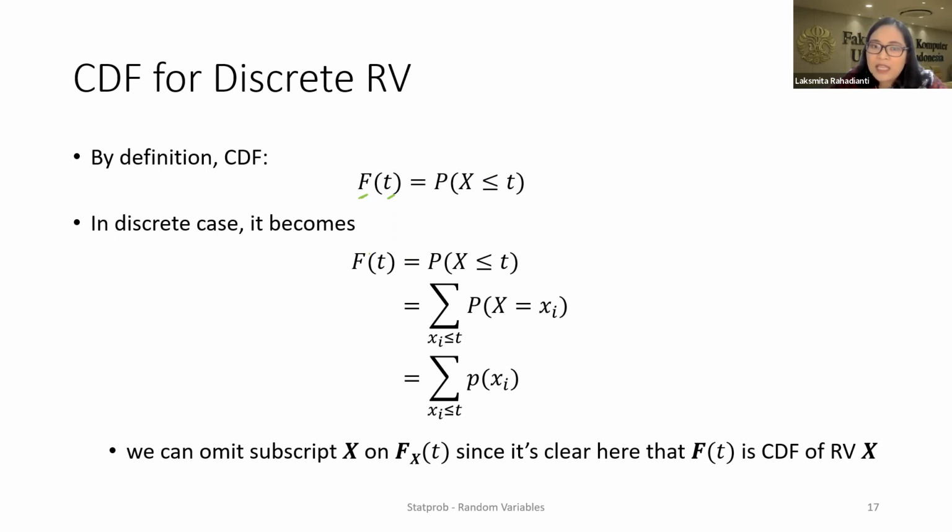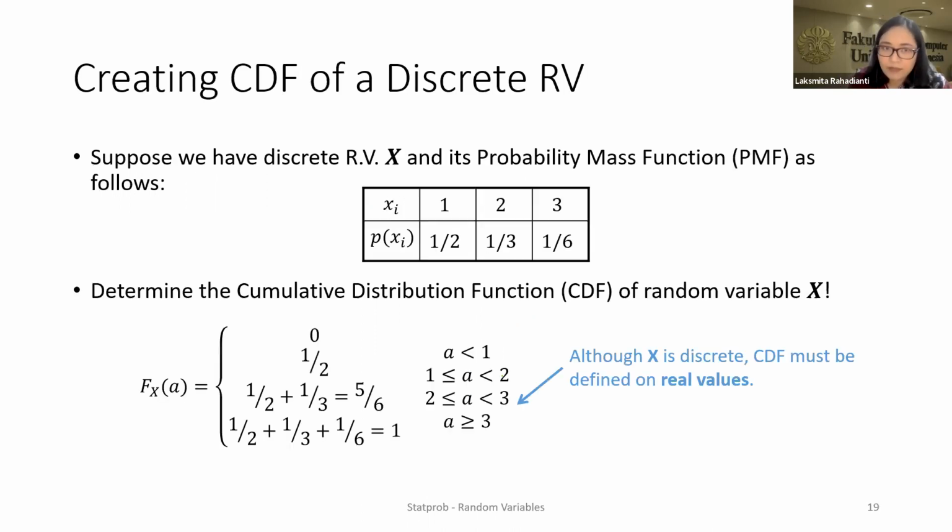In the discrete case, in order to get the probability of x being less than or equal to t, we just sum up all of the PMFs. This is the probability of x equals a value, which is the PMF here, for all values less than or equal to t, which is exactly what Matthew explained to us in the previous example. So in this example here, we can then compute it.